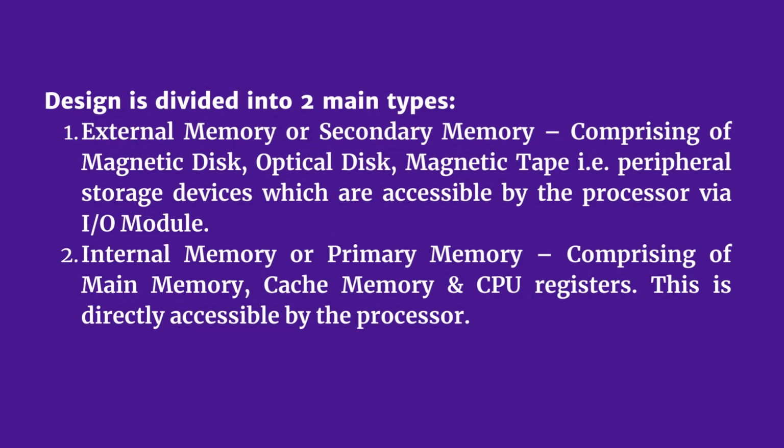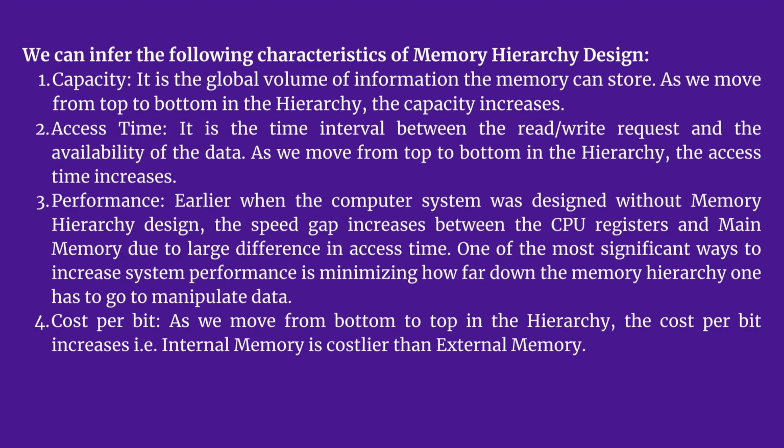Design is divided into two main types: external memory or secondary memory, comprising of the magnetic disk, optical disk, magnetic tape, that is peripheral storage device, which are accessible by the processor via IO module. Second, internal memory or primary memory. We can interpret the following characteristics of memory hierarchy design: capacity, access time, performance, and cost per bit. As you go lower down the pyramid, the cost per bit decreases, but the access time increases.